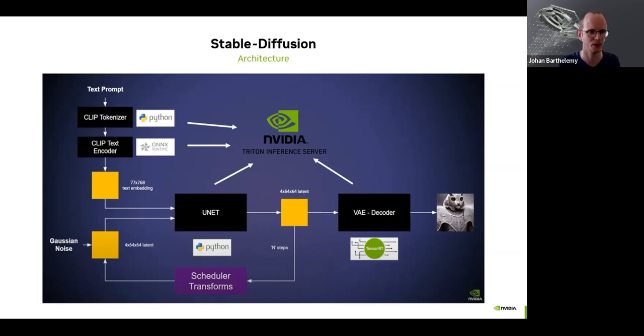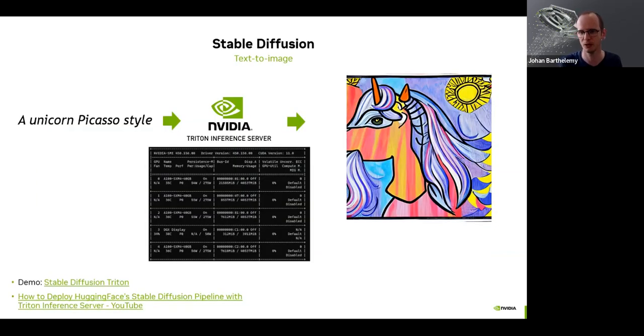image, right? So the clip tokenizer can be Python, the encoder can be ONNX runtime, UNET can be Python, the VAE decoder can be TensorRT. So different components can be different languages or different protocols. Doesn't matter, everything can be put into the NVIDIA Triton inference server. It's going to orchestrate all the requests and also the sequence of inference, right? So first, the clip tokenizer, then the encoder, then UNET, then the decoder. So you can deploy that at home very easily, or on any GPU infrastructure that you have.